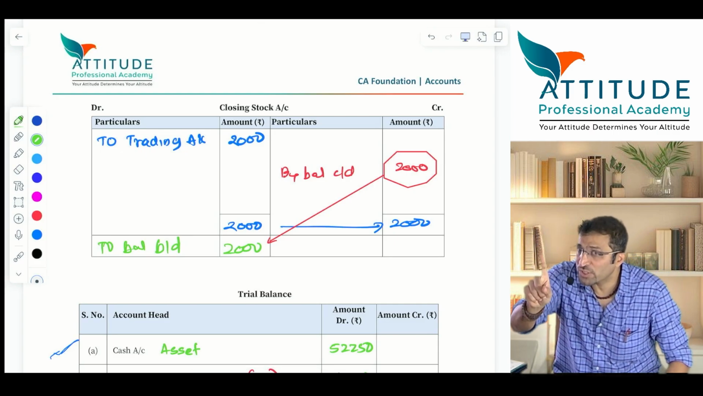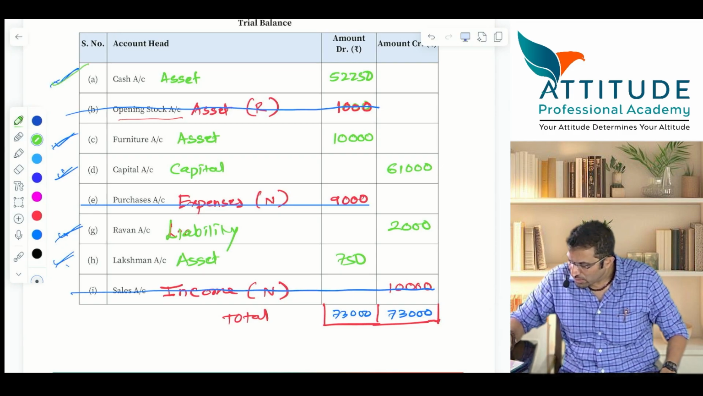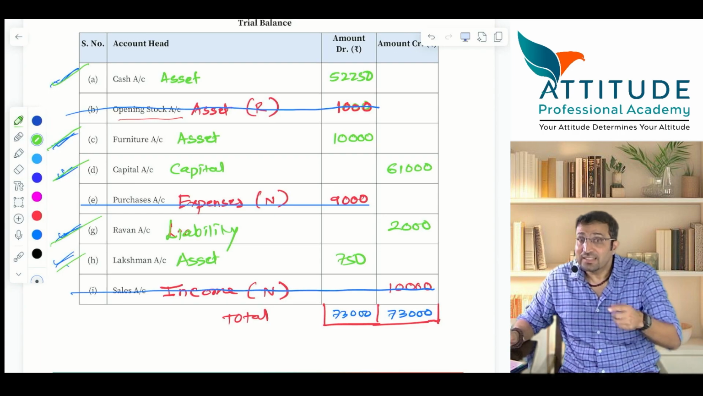Wait. I have to ask you questions. How many accounts are left? 1, 2, 3, 4, 5. Trading account is?